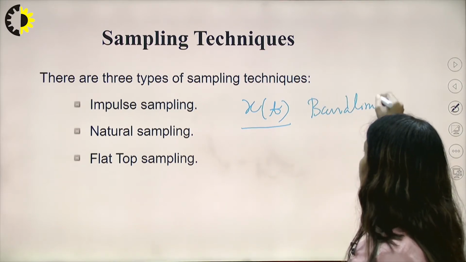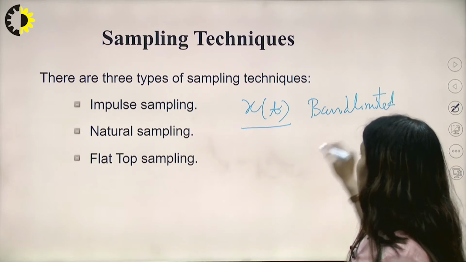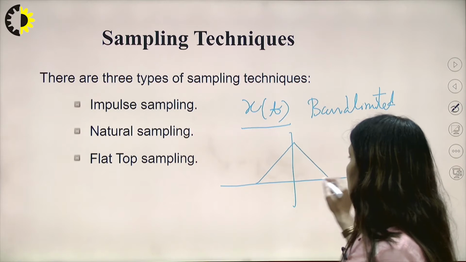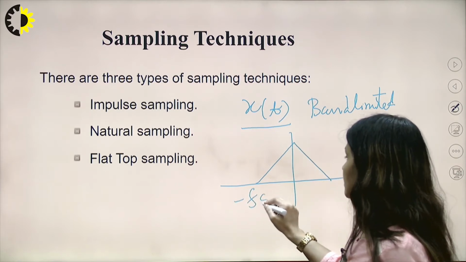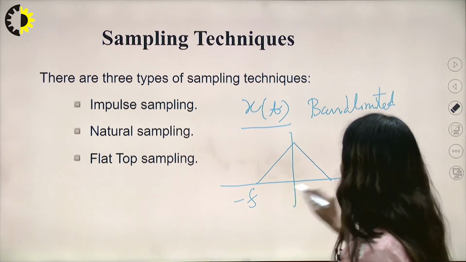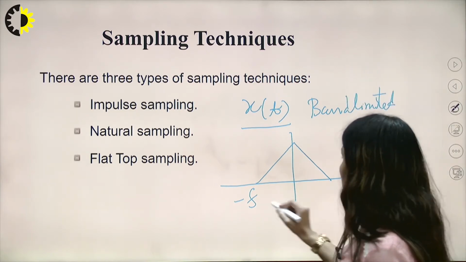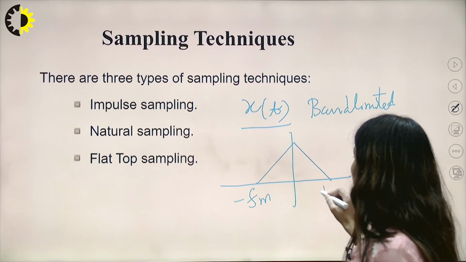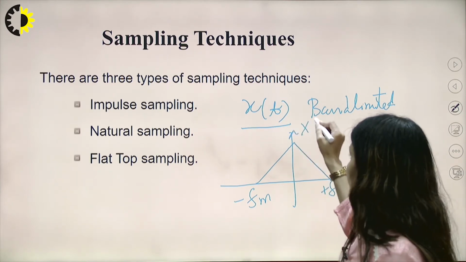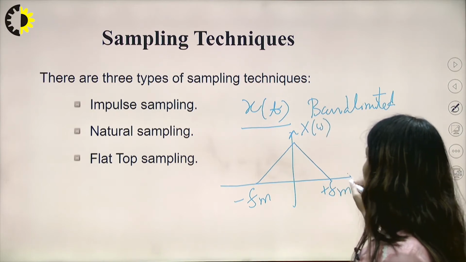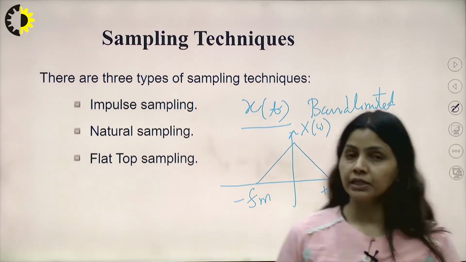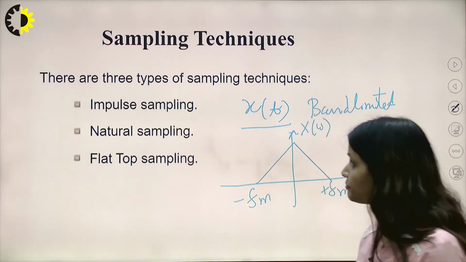A band limited signal should be limited within the band. Here this is X of omega and this is the frequency axis. So my signal should be the band limited signal.